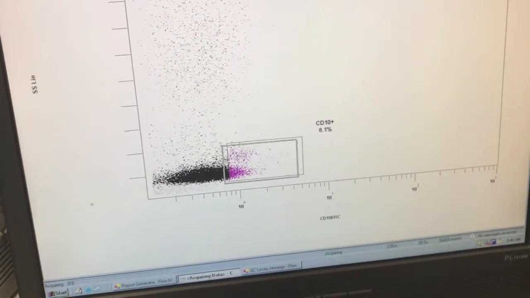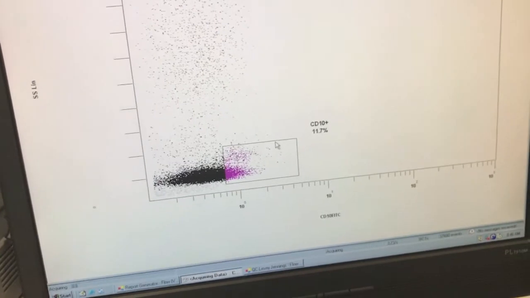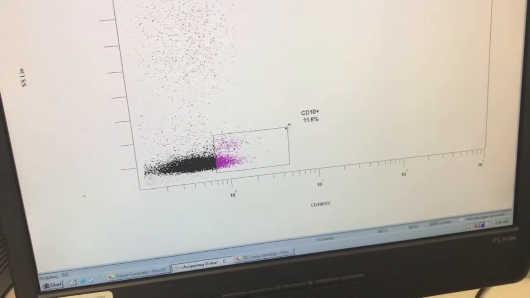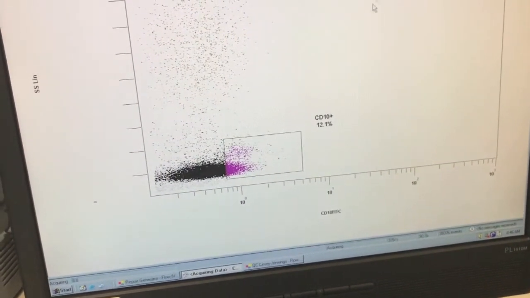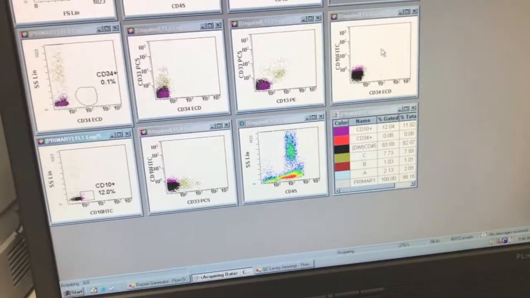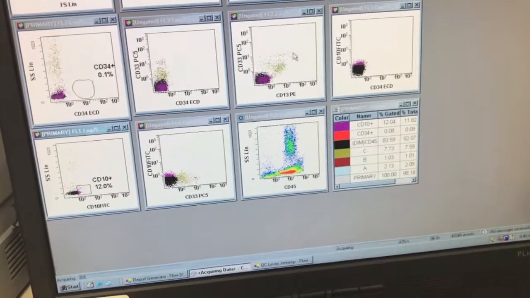So I'm just going to move it around, get as much as I can without going into the negative. And you can adjust the gate as much as you want. 11, 12%, that's a lot of CD10 actually. And that's it for tube number 5 in the lymphoma panel.